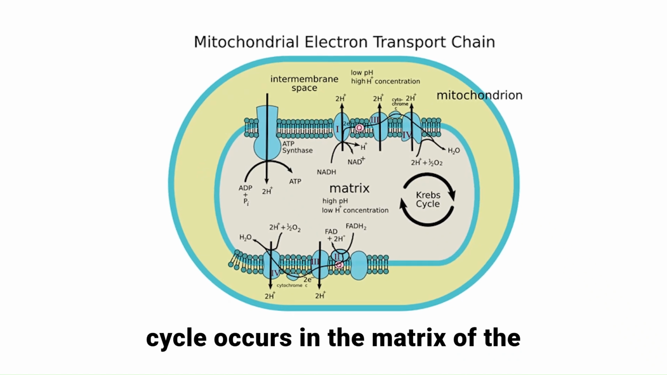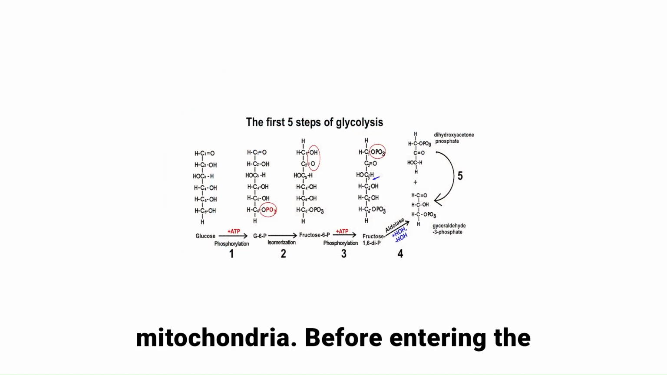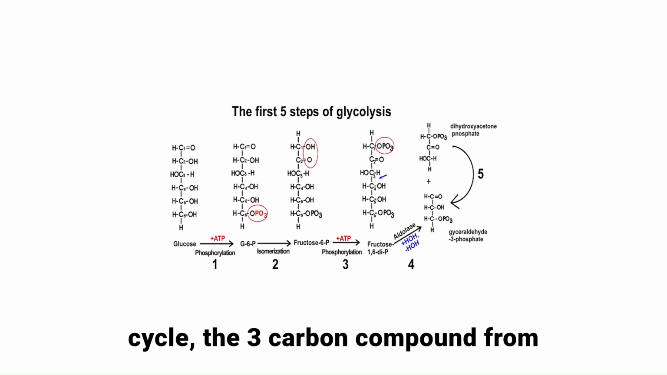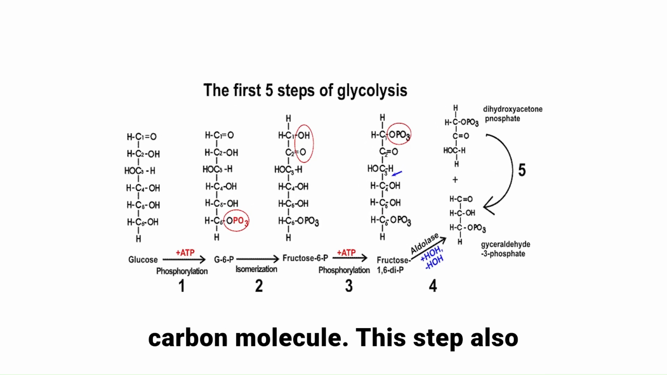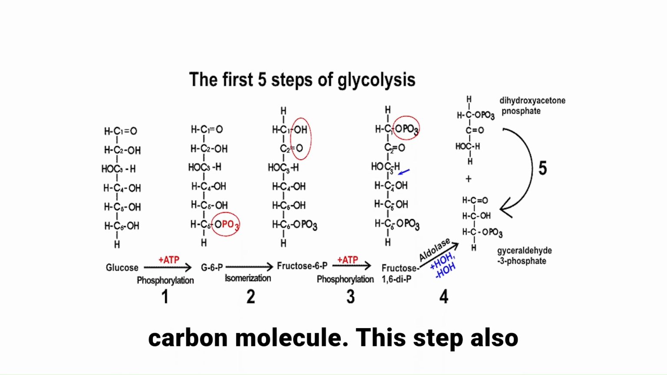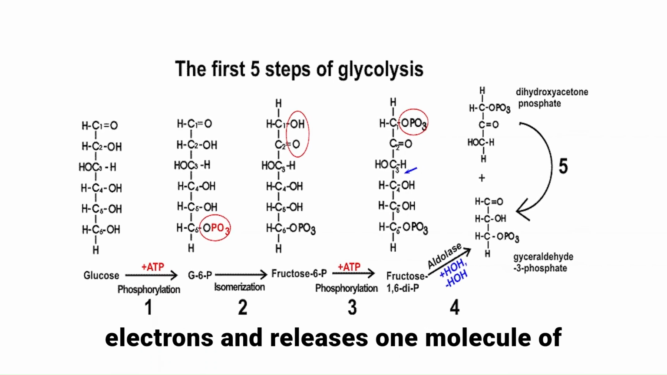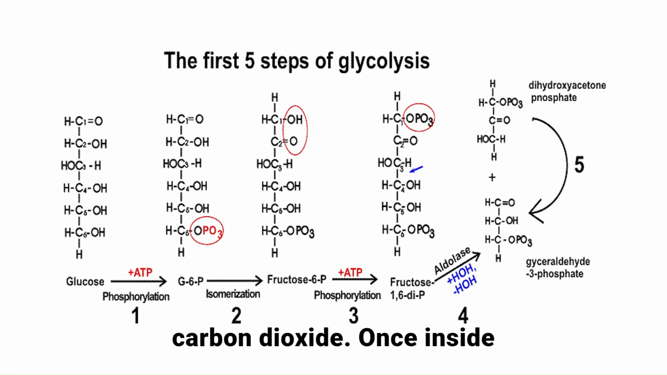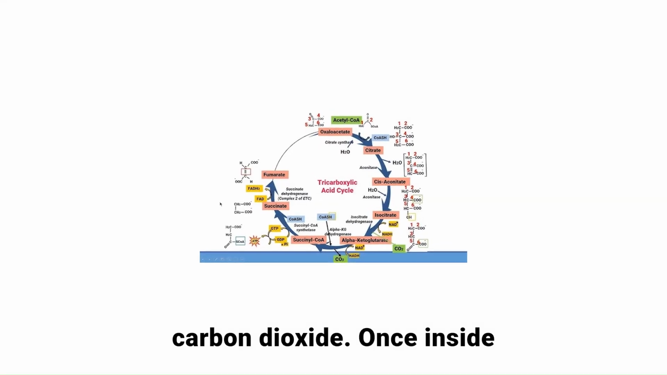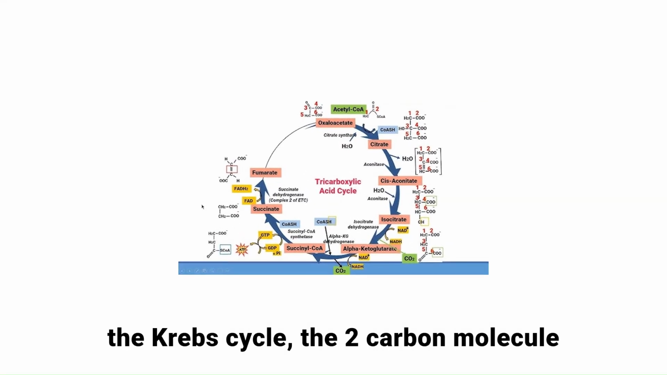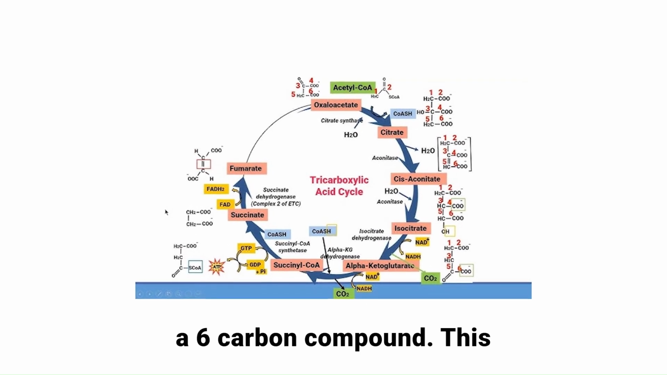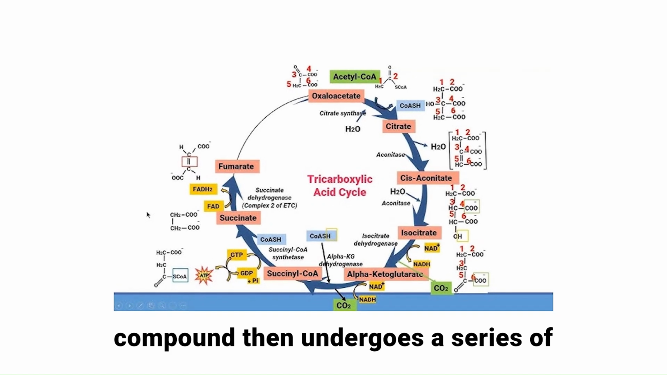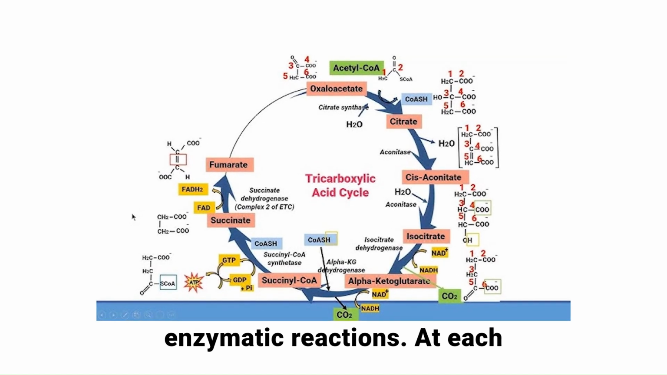This cycle occurs in the matrix of the mitochondria. Before entering the cycle, the 3-carbon compound from glycolysis is first converted into a 2-carbon molecule. This step also generates a molecule of high-energy electrons and releases one molecule of carbon dioxide. Once inside the Krebs cycle, the 2-carbon molecule combines with a 4-carbon compound to form a 6-carbon compound. This compound then undergoes a series of enzymatic reactions.